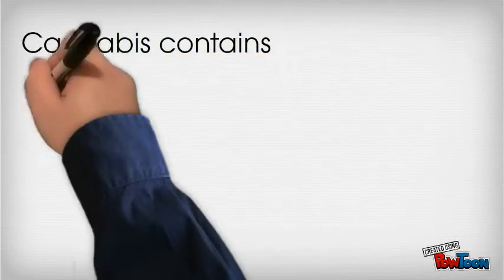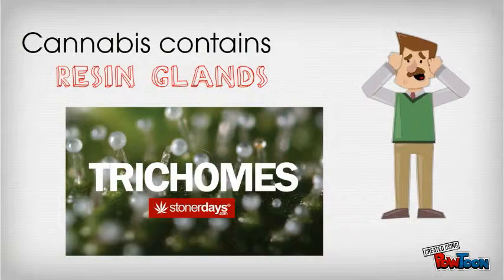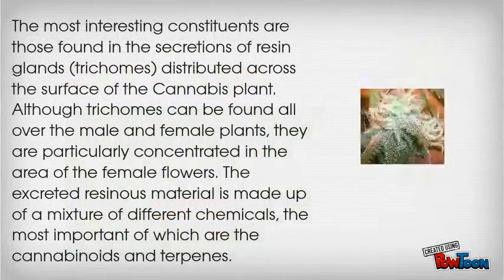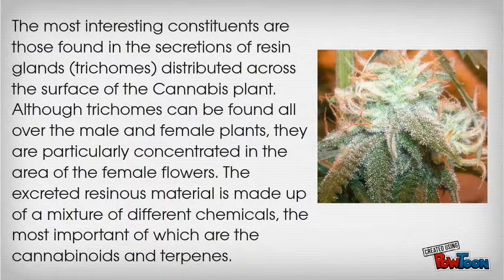Cannabis contains resin glands. The most interesting constituents are those found in the secretions of resin glands, or trichomes, distributed across the surface of the cannabis plant. Although trichomes can be found all over the male and female plants, they are particularly concentrated in the area of the female flowers. The excreted resinous material is made up of a mixture of different chemicals, the most important of which are the cannabinoids and terpenes.